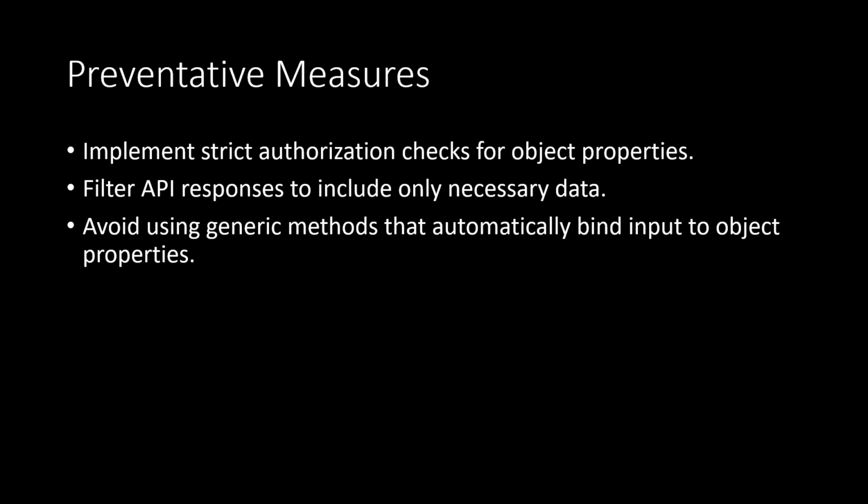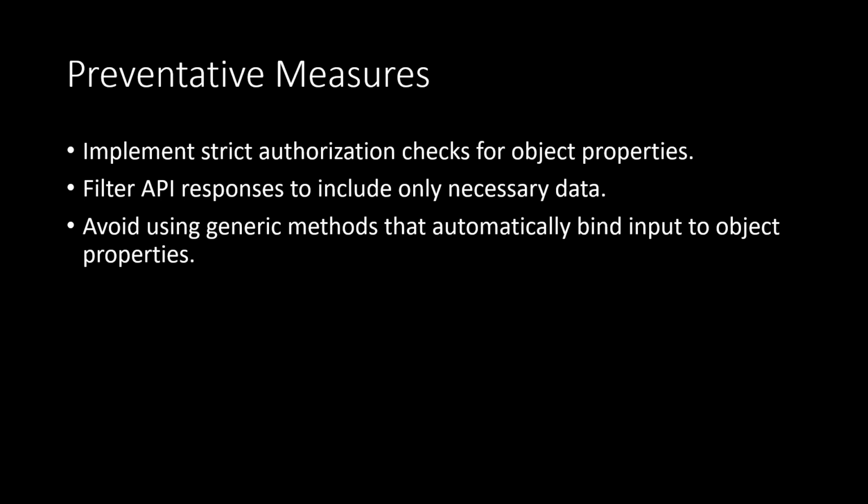To prevent BOPLA, implement strict authorization checks for object properties and filter API responses to include only the necessary data. Avoid using generic methods that automatically bind input to object properties. Instead, carefully select which properties to expose.